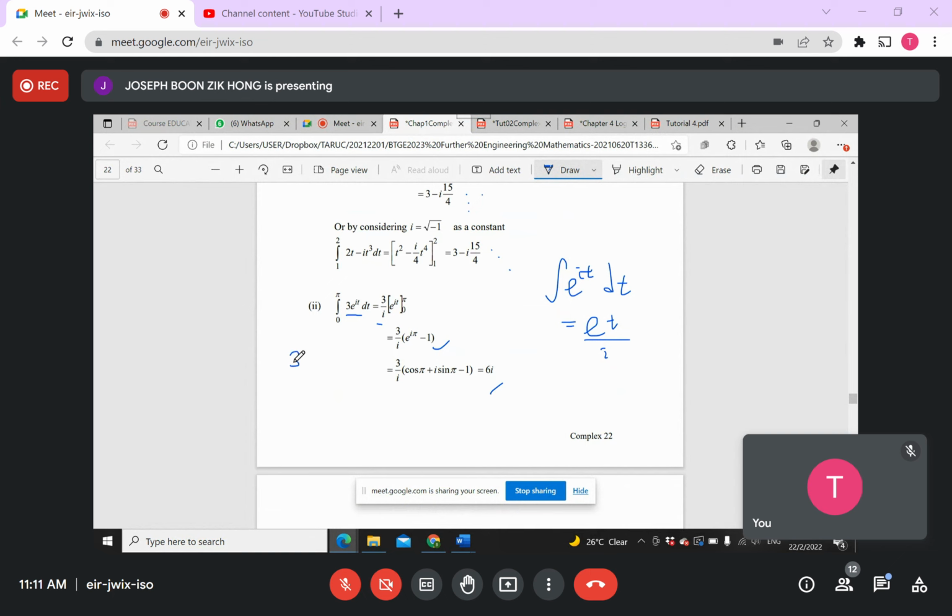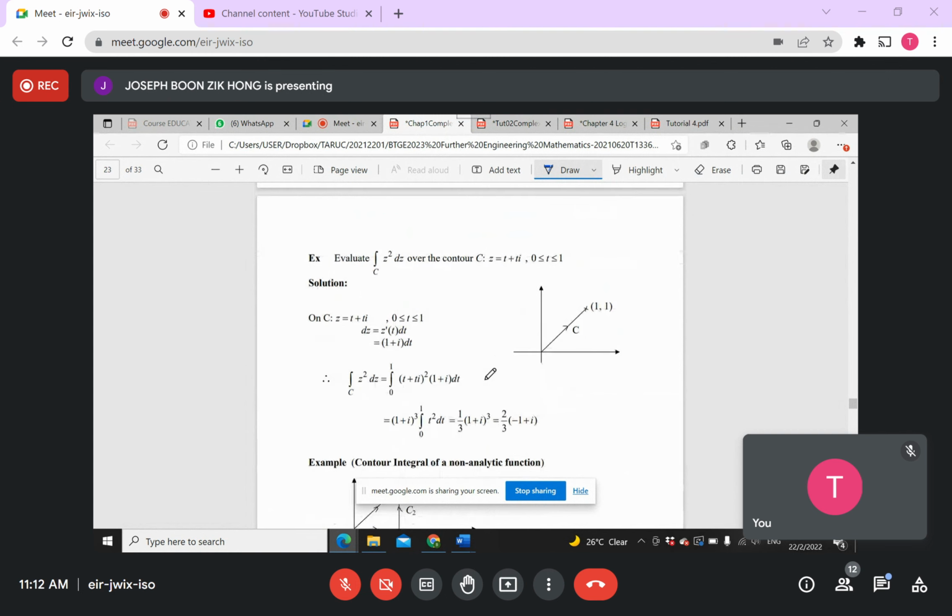So how are you going to integrate it? So 3e^(it), and then what you need to do is divide by what is inside there. Then don't forget you have to put in 0 to pi, and then see what happens. That's all. Okay, so the next example is also similar: integrate z squared dz.